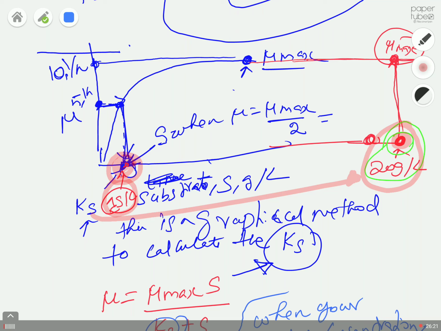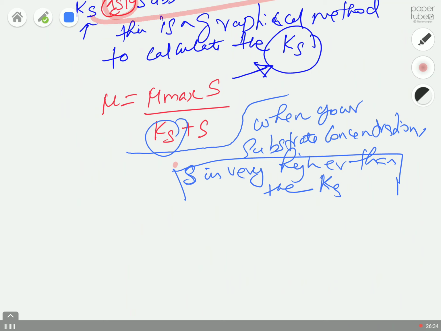Here you have the numbers 1 gram per liter and 20 grams per liter, but we are going to use the parameters to explain that. So just assume you come back here, you can state in words that your substrate concentration is much higher than the Ks value.